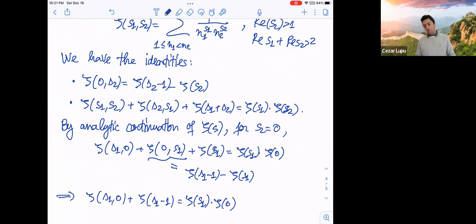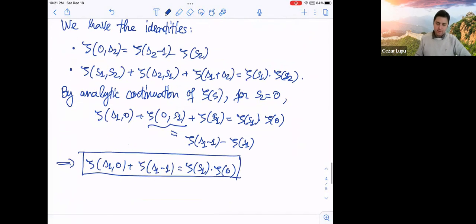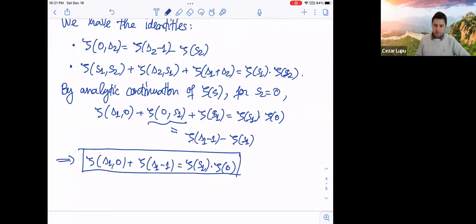All right. So now we would like to, so we got this equality here. We have this relation here. And now we would like to evaluate as S2 equals zero. So as S2 approaches zero, what happens? For example, zeta of zero, S2, as S2 approaches zero. If we plug it in here, this will be nothing else than just the zeta of -1 minus zeta of 0.